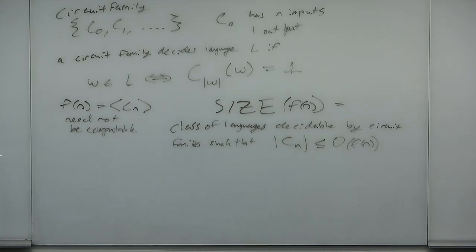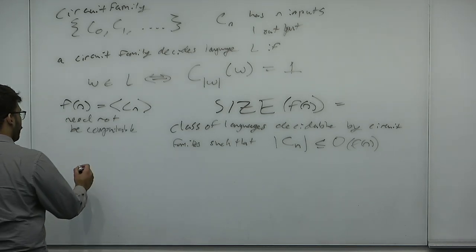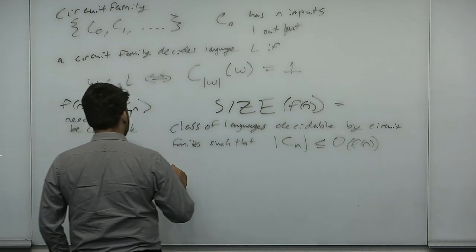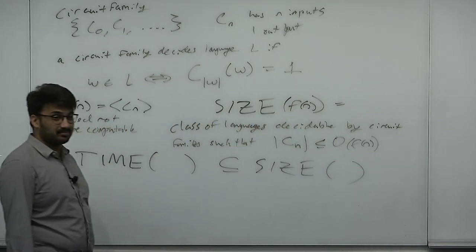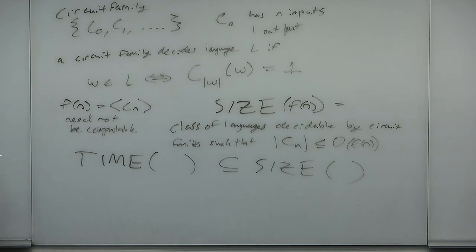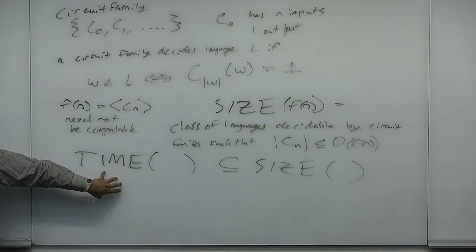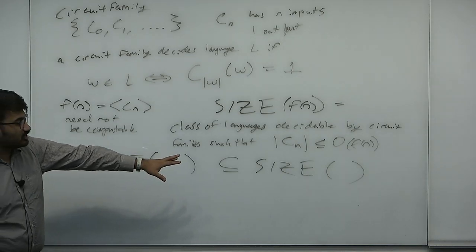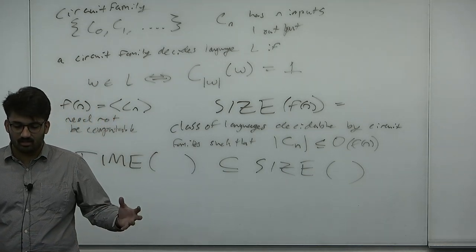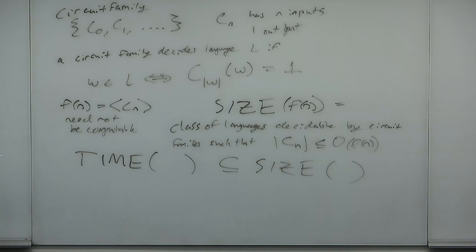Let's see if we can find a relationship between uniform time complexity and circuit size. For what functions do we think that uniform time is a subset of circuit size, if any? If you have time, again, we're talking about the uniform model of computation, the Turing machine takes as input any string and outputs a one or a zero. And size is a class of circuit families. So there's a set of infinitely many circuits, each one for a different size, and they grow as a function of whatever that function parameter is.